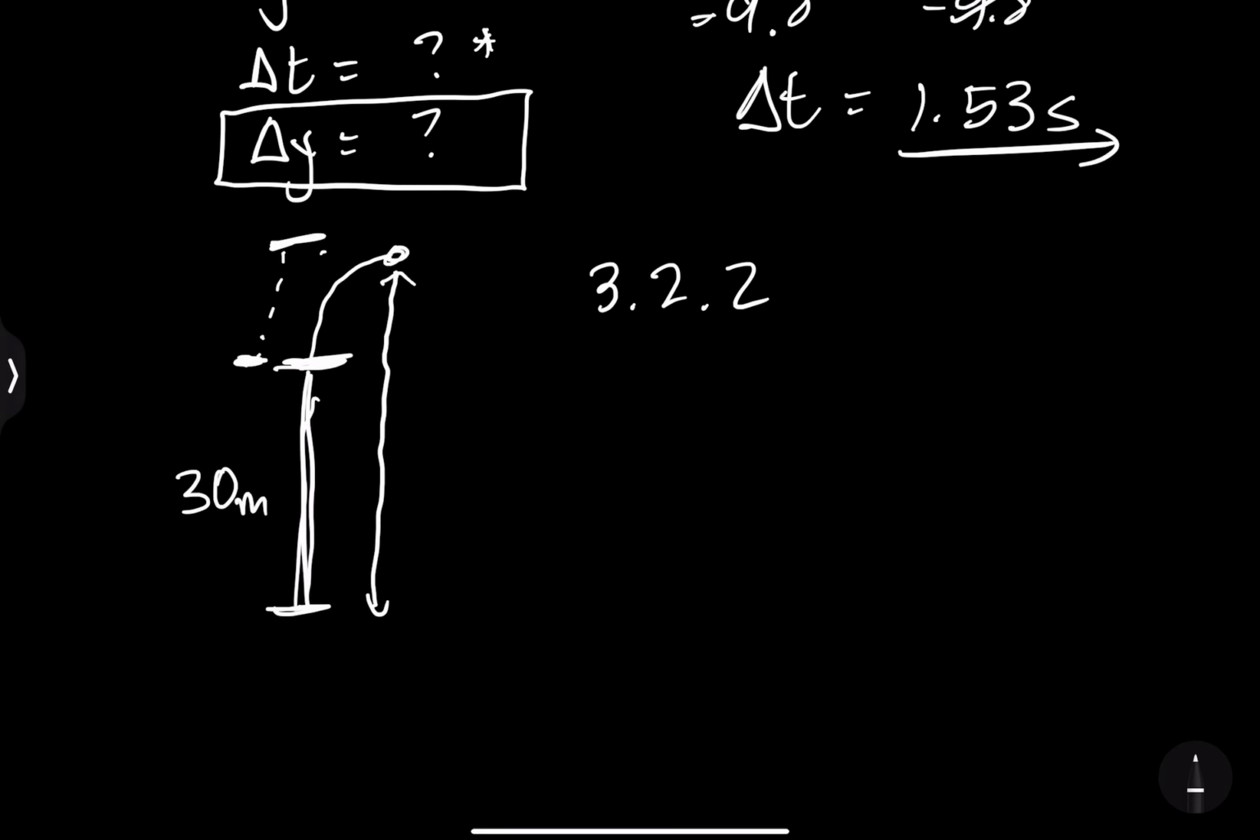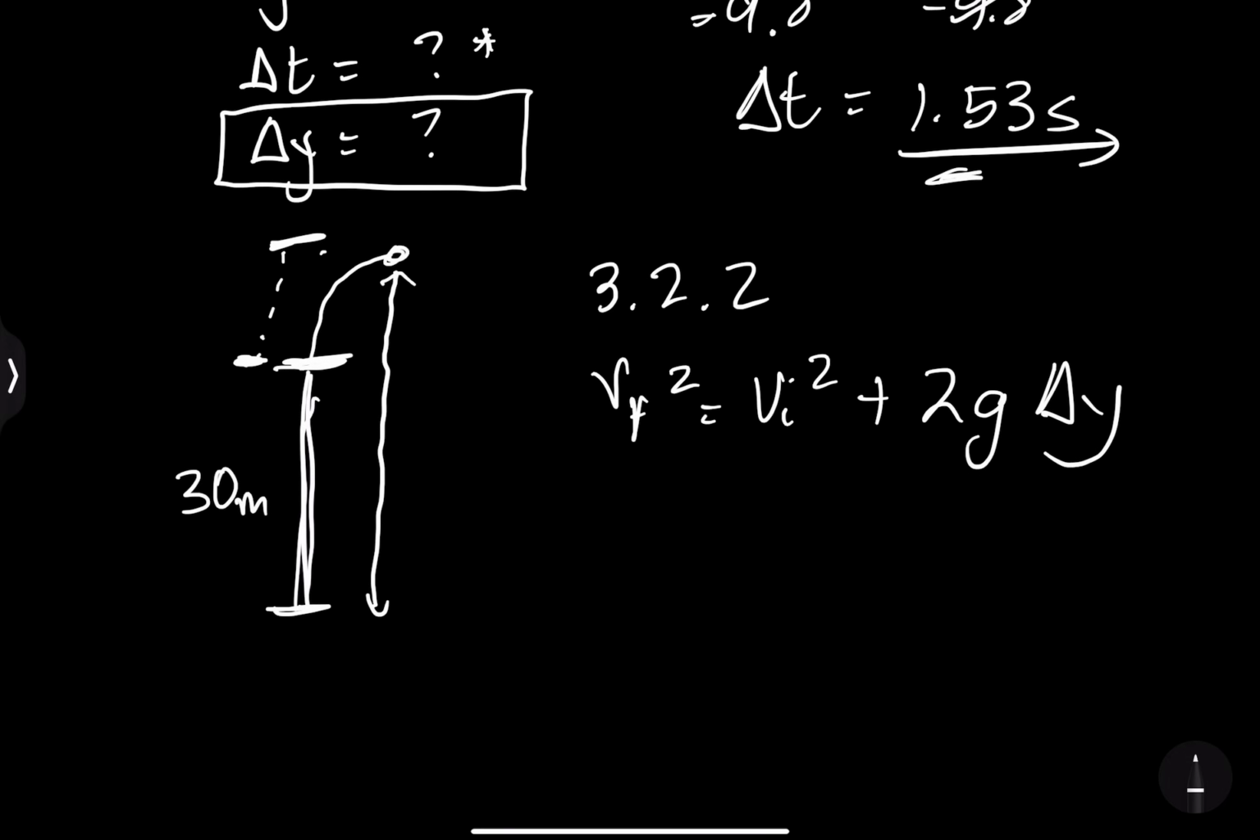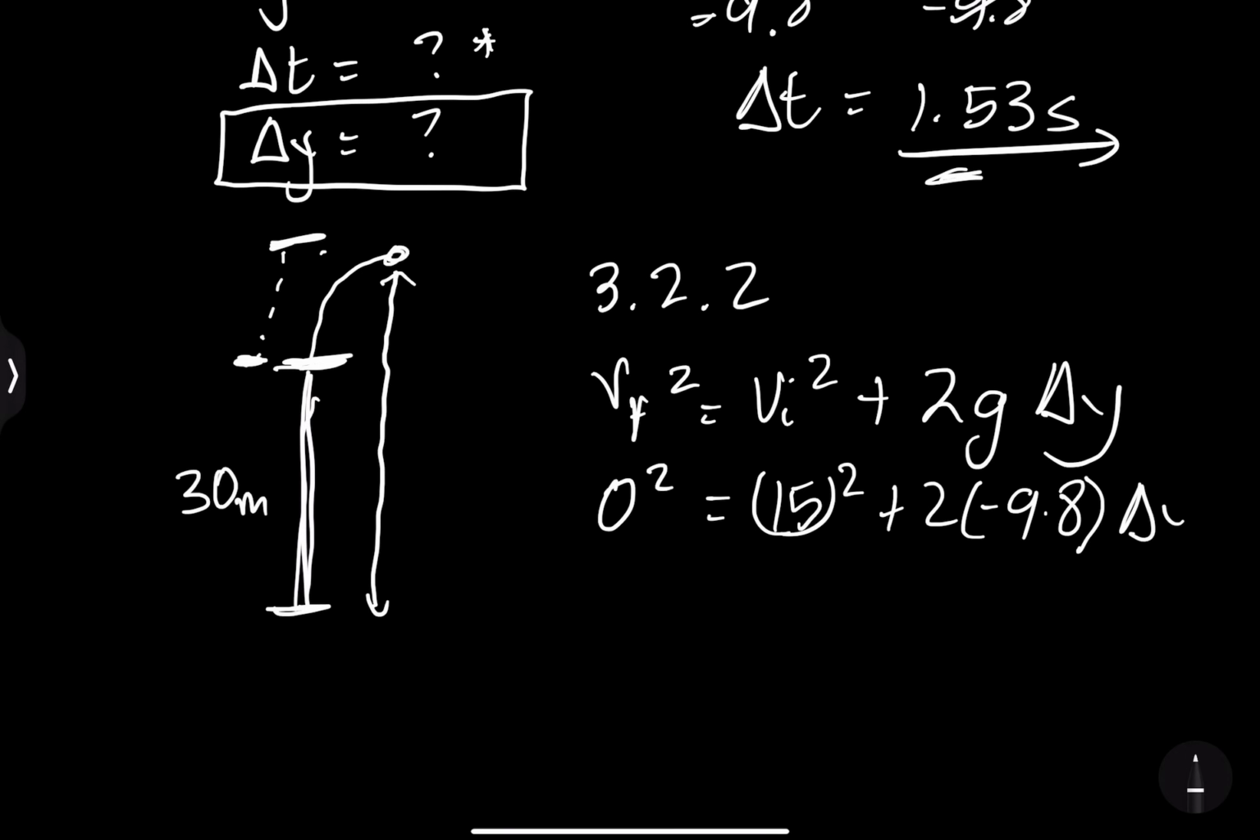So I'm going to use an equation that will avoid me using this time that I calculated myself, just to avoid any error in case I got that wrong, so that I don't get another wrong answer. So I'm going to use VF squared equals VI squared plus 2 times g delta Y. The only reason I'm using it is because it doesn't have time. So we know our final velocity is 0. Our initial, we said it's 15 squared plus 2 times minus 9.8 delta Y.